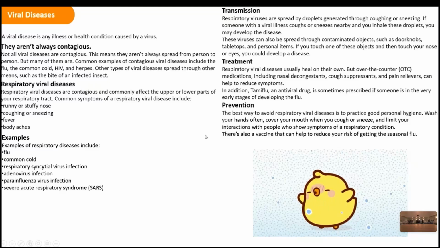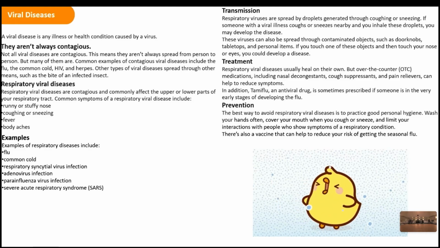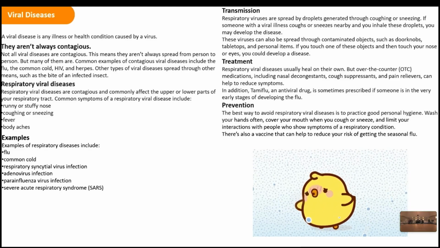For the next couple of slides, I go into some viral diseases. Some of these you might have heard about, some you may not have. One thing to know is that viral diseases are not always contagious, meaning they can't spread from person to person, but a good majority of them are. Common examples being flu, common cold, HIV, herpes, SARS-CoV-2, obviously, especially Omicron being fairly transmissible. These guys are pretty contagious.